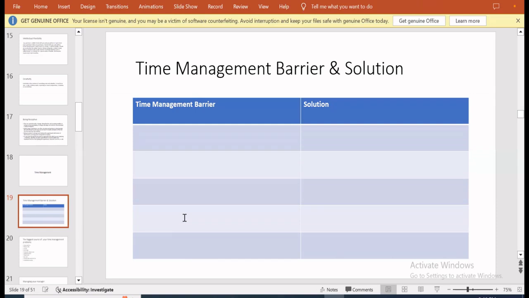Lack of priority. First, you will write what are the barriers. Then you will write what are the solutions. Because barriers are with you, solutions are with you. Time management barrier.